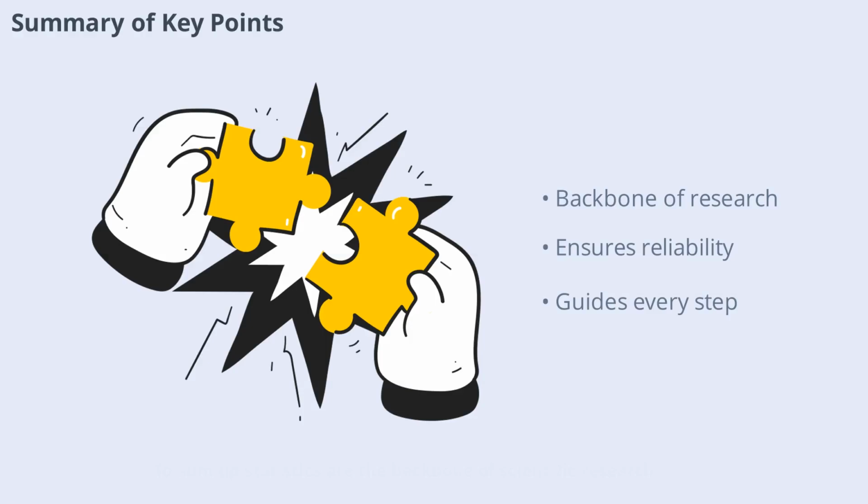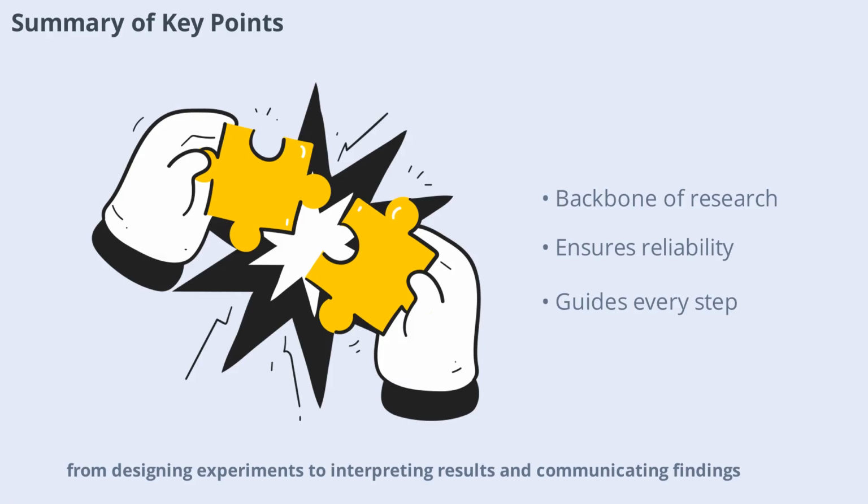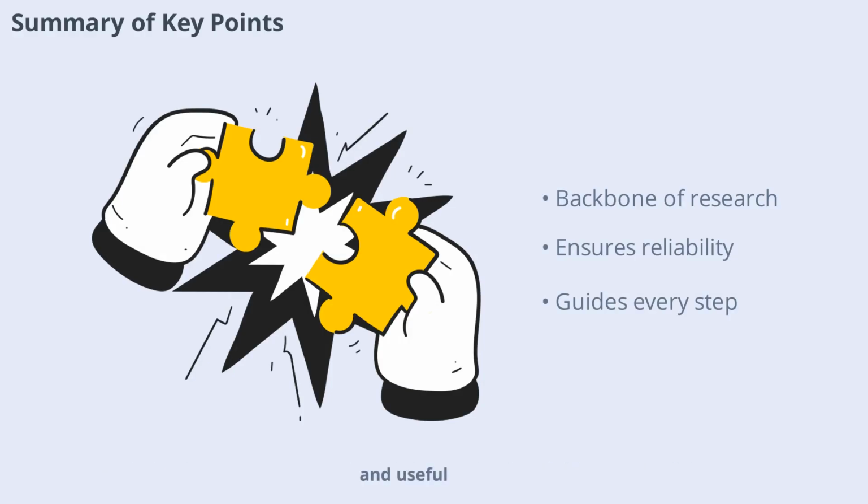To sum up, statistics are the backbone of scientific research. They guide every step from designing experiments to interpreting results and communicating findings. By providing a rigorous framework for analysis, statistics help ensure that scientific knowledge is reliable, reproducible, and useful.